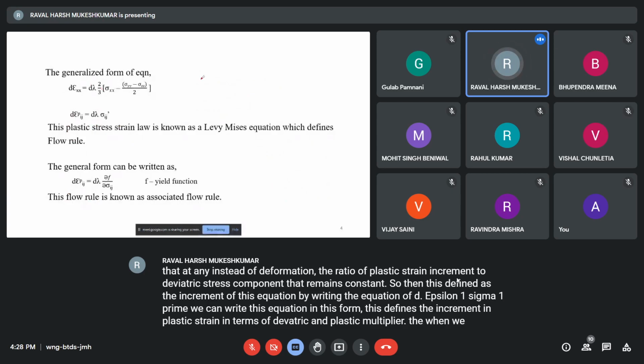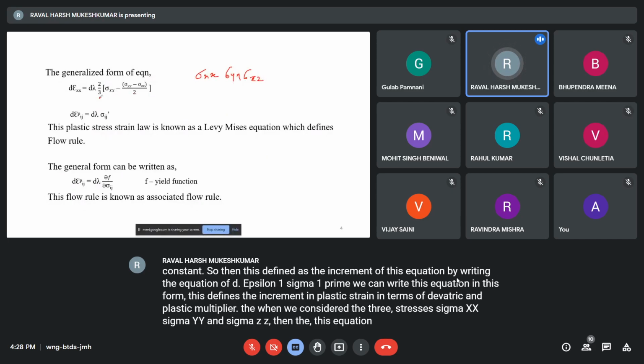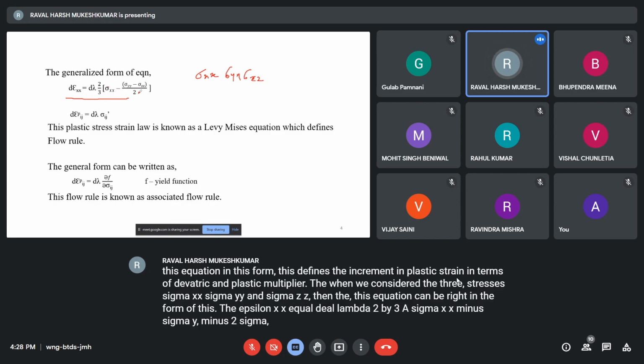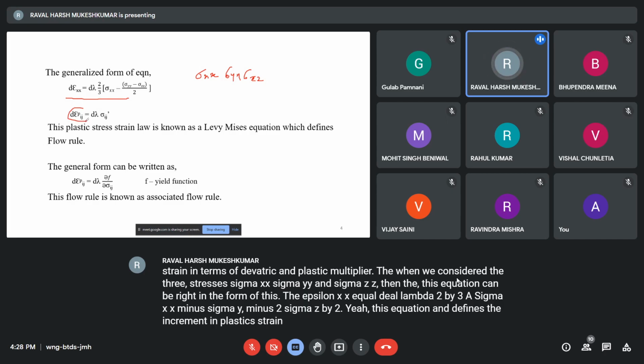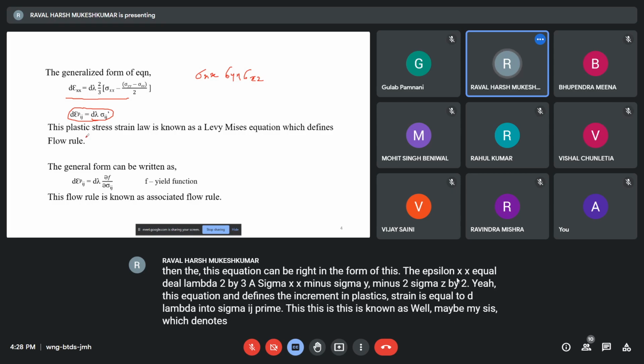When we consider the three stresses sigma xx, sigma yy and sigma zz, then this equation can be rewritten in this form: d epsilon xx is equal to d lambda times 2 by 3 of sigma xx minus sigma yy minus sigma zz by 2. This equation then defines the increment in plastic strain as d lambda times sigma ij prime. This is known as Levy-Mises, which denotes the flow rule.